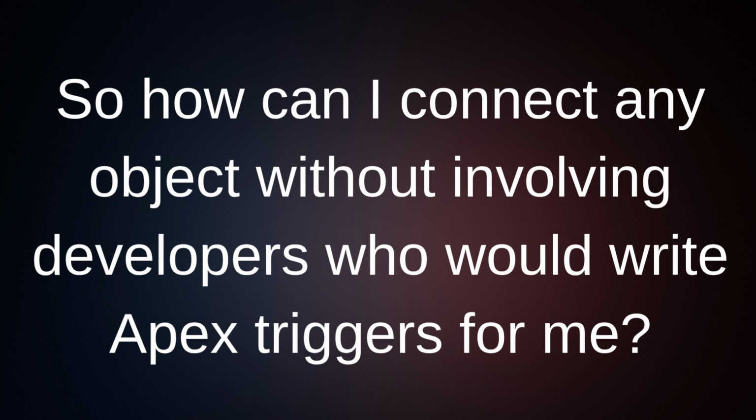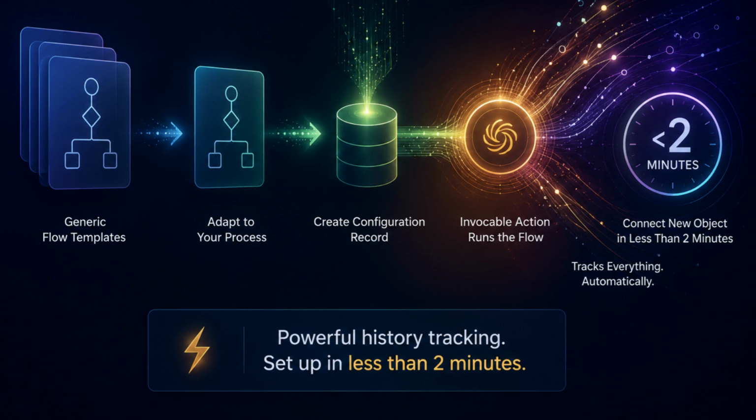So how can I connect any object without involving developers who would write Apex triggers for me? We use generic flow templates. You take a ready-made template, adapt it to your process, and create a corresponding configuration record in the system. After that, all logic runs through our invocable action, which is connected to this flow. This is what performs all the magic of history tracking. As a result, an experienced Salesforce administrator can connect a new object for tracking in less than 2 minutes.